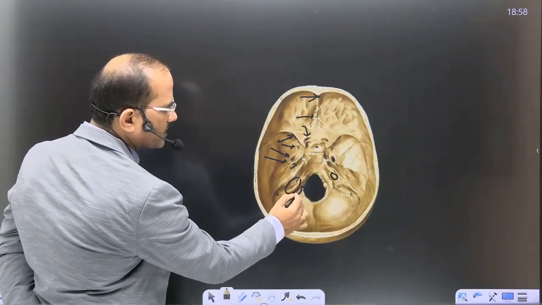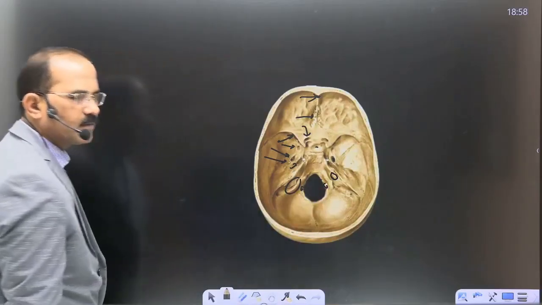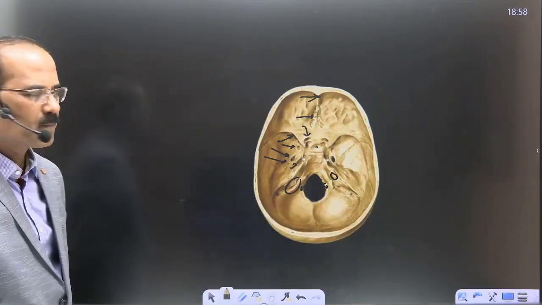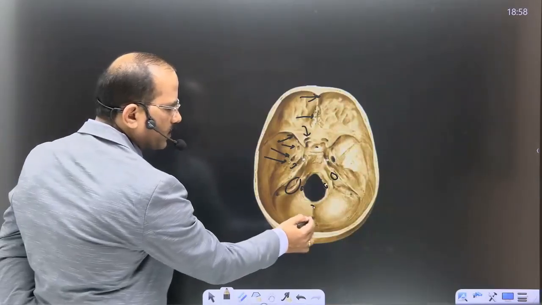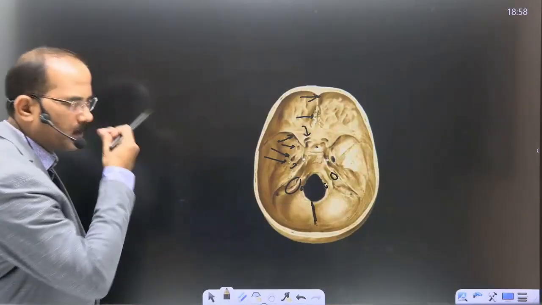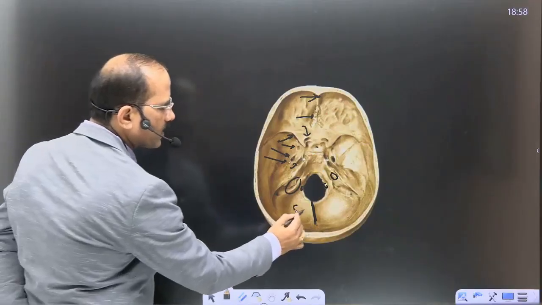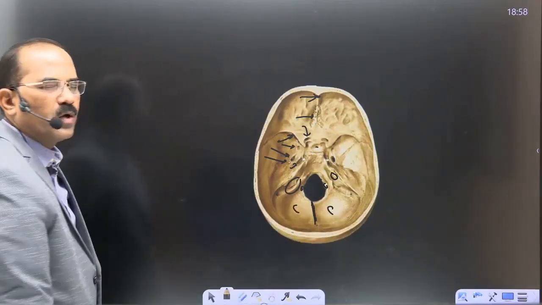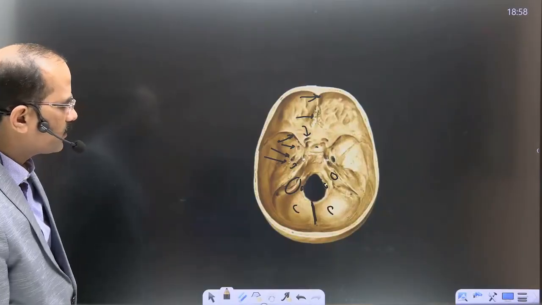And on either side, there's a foramen here. That's the hypoglossal canal. That's the occipital crest here. What lies here is the cerebellum. This is the occipital bone. What lies here is the cerebellum.